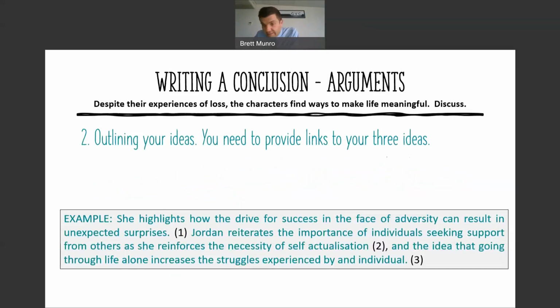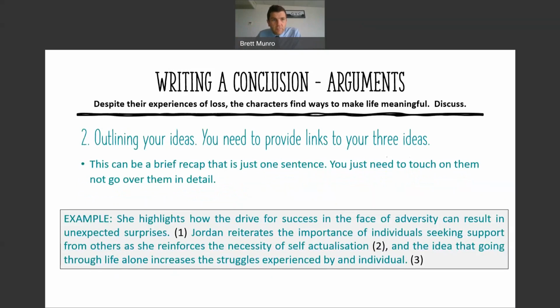You don't need to phrase them as topic sentences. It can just be three ideas in one sentence, one after the other. Again, you're making sure that you're paraphrasing here. You're not just repeating what you've said. So this can just be a brief recap of one sentence. You just need to touch on them and not go over them in detail. You should have already gone over them in detail, analyze them in your body paragraphs.